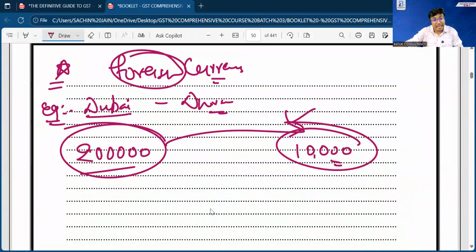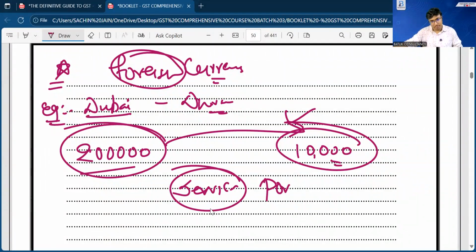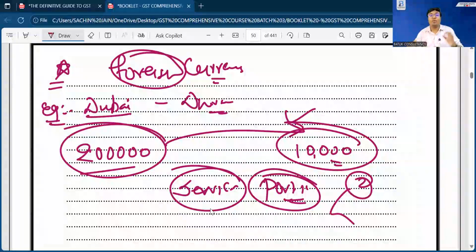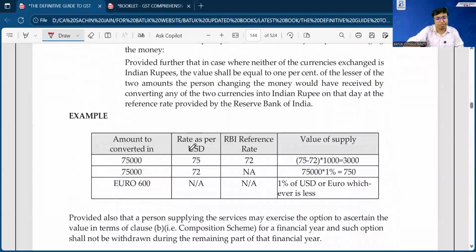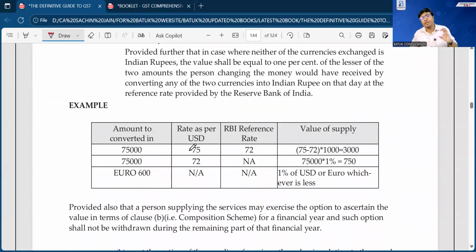Now the question is how we can calculate the service portion. There are two mechanisms available to calculate the service portion. One is the normal mechanism, another is the optional option. Just in the given example, we'll try to understand this situation. Suppose I have Indian currency and I want to convert it into dirham. At that time, RBI releases a reference rate for each and every currency in India.